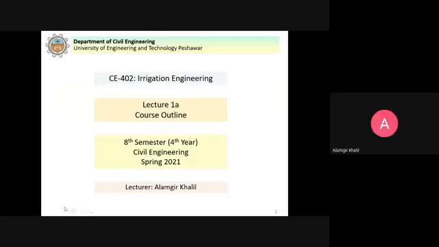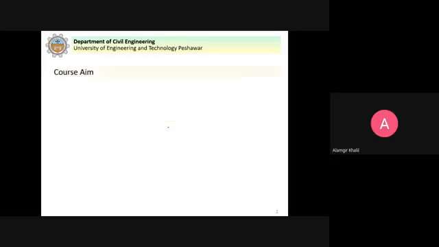Okay, Bismillah Rahman Rahim. So today is lecture number 1 of the course Irrigation Engineering. Today, in the first part of the lecture, we will discuss the course outline.